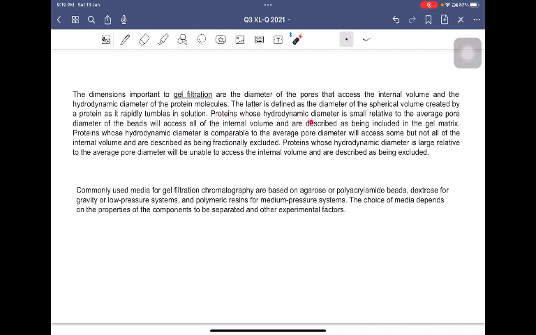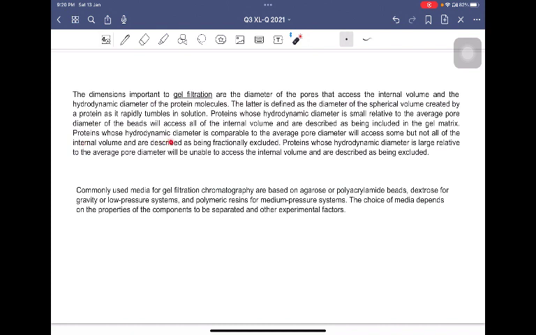Now, proteins whose hydrodynamic diameter is small relative to the average pore diameter of the beads will access all of the internal volume and are described as being included in the gel matrix. So if the bead's pore diameter is higher than the diameter of the protein, then obviously the protein will be coming inside the beads, right?